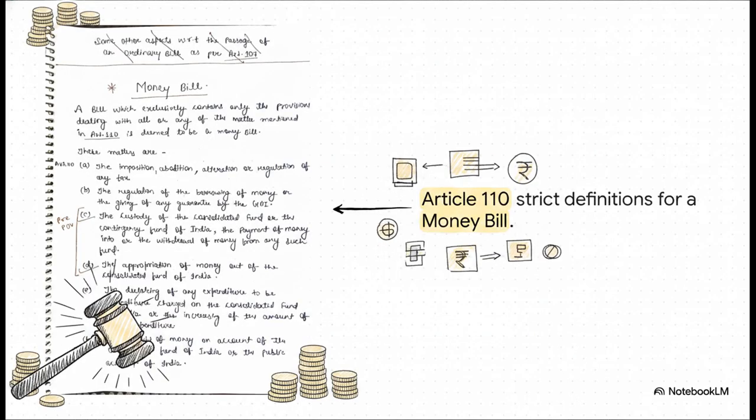What's fascinating here is what actually makes a money bill so incredibly special under Article 110. A bill isn't a money bill just because it involves cash. No. It must exclusively deal with specific matters, like imposing a tax, regulating borrowing, or pulling money from the consolidated fund. And if there's ever a debate about whether it qualifies, the Speaker of the Lok Sabha gets the absolute final say.